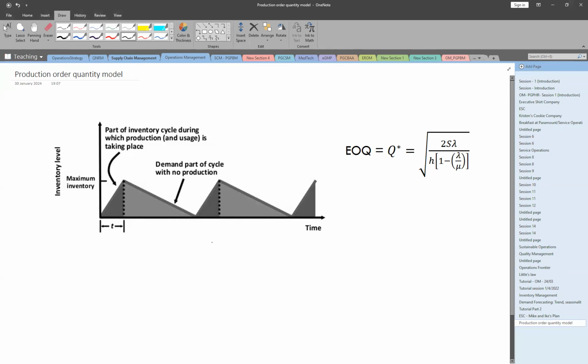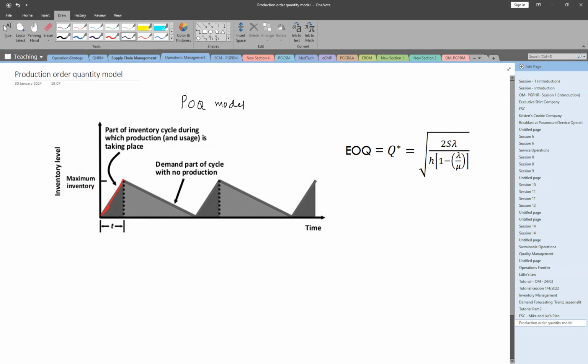Now, if you look at the third assumption, it assumes that the receipt of inventory is instantaneous. What we have discussed in the class is that whenever the receipt of inventory is instantaneous, the inventory buildup diagram indicates that with a vertical line, right? When the inventory receipt is not instantaneous, then it will be a slanted line, which is what we are seeing over here in the production order quantity model. It is also referred to as a POQ model, where the receipt of inventory is not instantaneous, and that is represented by this slanted line. And that's what we are going to discuss.